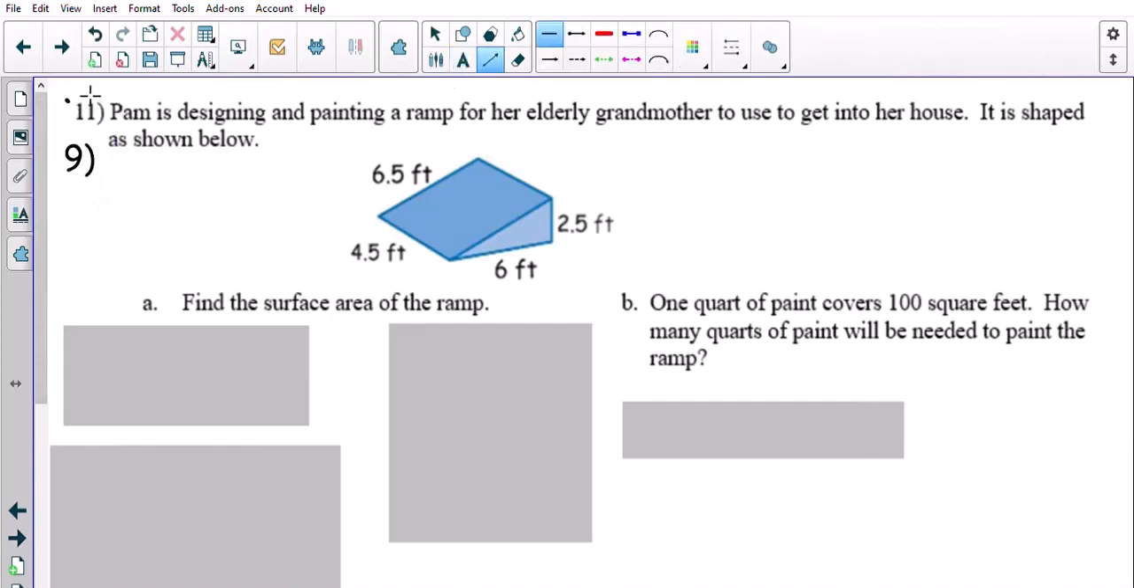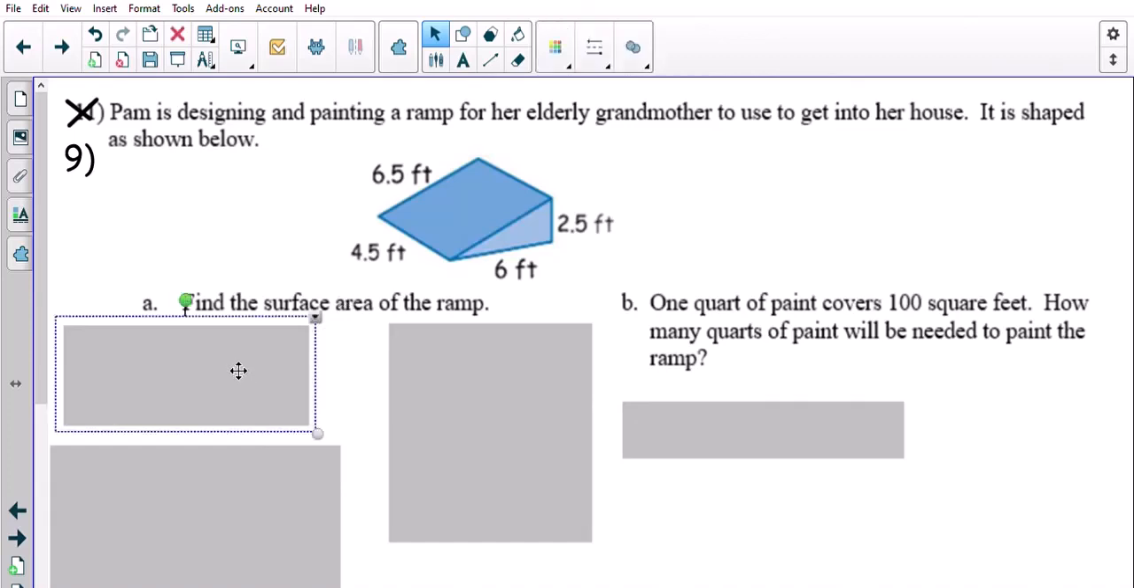So number 9, it says Pam is designing and painting a ramp for her elderly grandmother to use to get into her house. It is shaped as shown below. Part A is to find the surface area of the ramp. So we're finding the surface area of the entire ramp. That being said, you might not paint the bottom of this since it's not going to be seen, but we're going to assume we're just going to paint it here. It is a triangular prism.